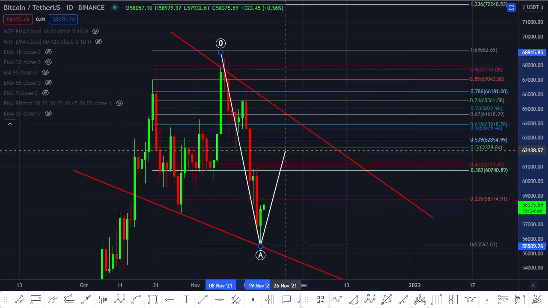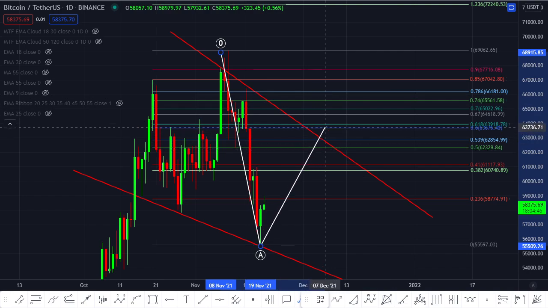But usually BTC, instead of going to the 0.5 and to 0.618, which it does a lot of times as well, it loves to go to the 0.774 region.